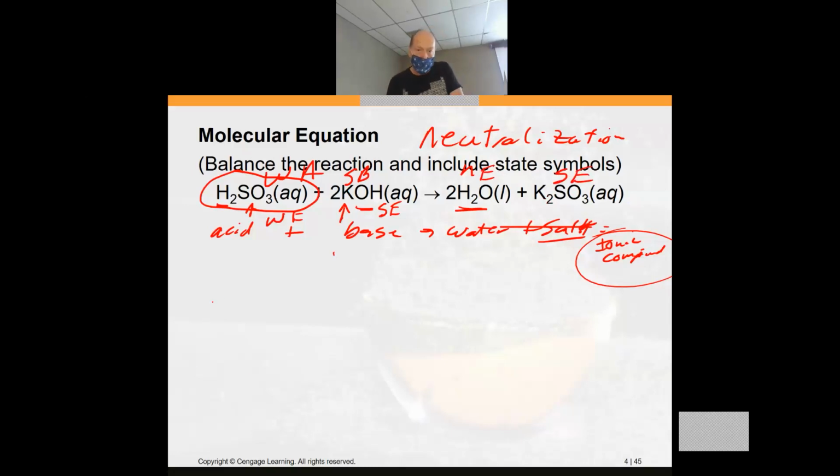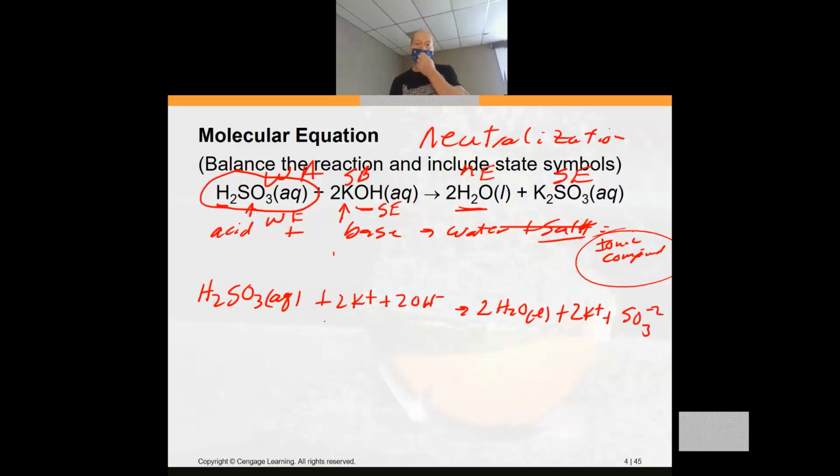So this is where you would have H2SO3. It is aqueous. Because all acids are aqueous, it stays together because it is a weak acid. The only ones that will ionize are the strong acids and strong electrolytes. 2K plus and 2OH minus to break up your KOH. Solids, liquids, gases always stay together. 2H2O liquid. 2K plus and SO3 minus 2.